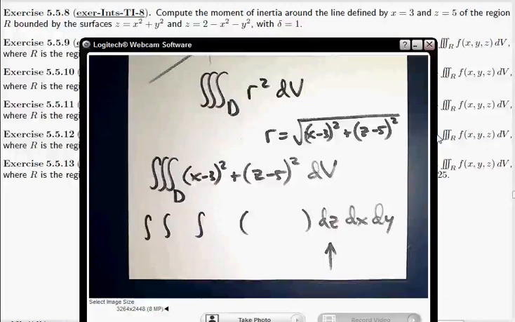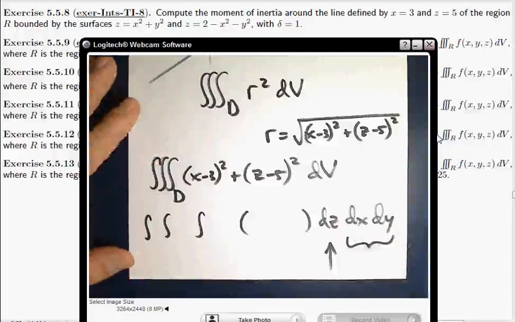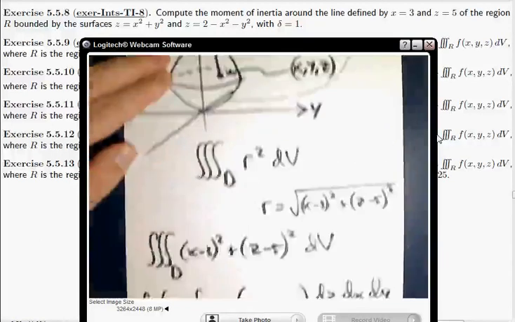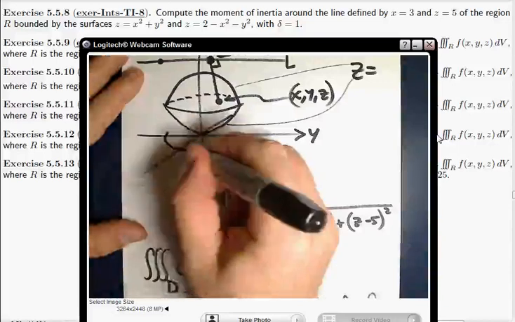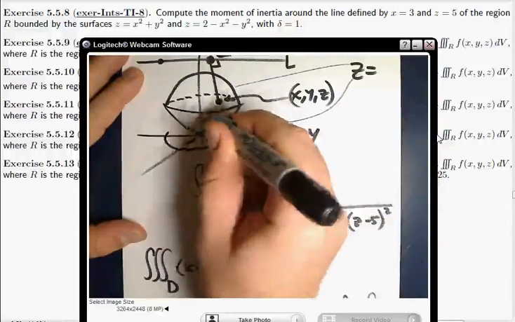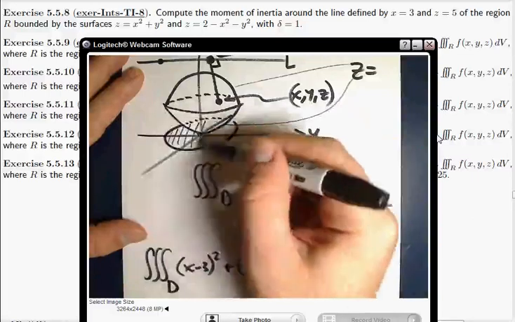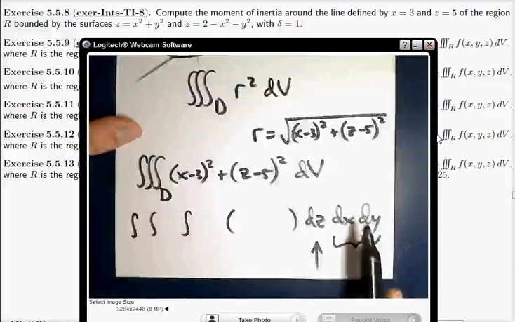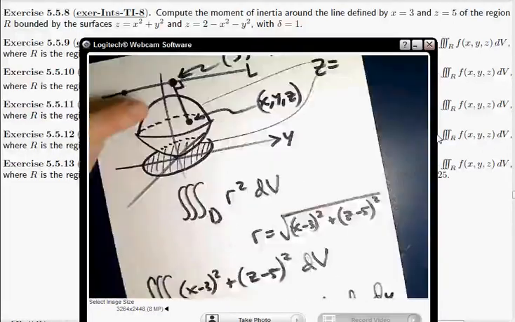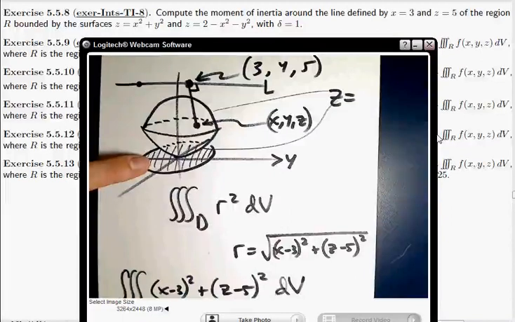Okay, so what are the bounds on x and y? Well, when I'm interested in finding the bounds on x and y, I can look at my shape and ask, let's just look at the projection down into the xy plane. And that projection in the xy plane is just a circle down here. Right? So the range of values of x and y over the solid is the same as the range of values of x and y over its shadow. Everybody comfortable with that? Okay.